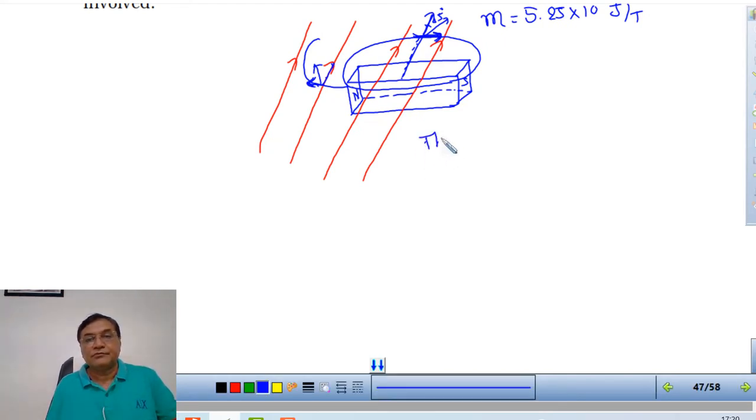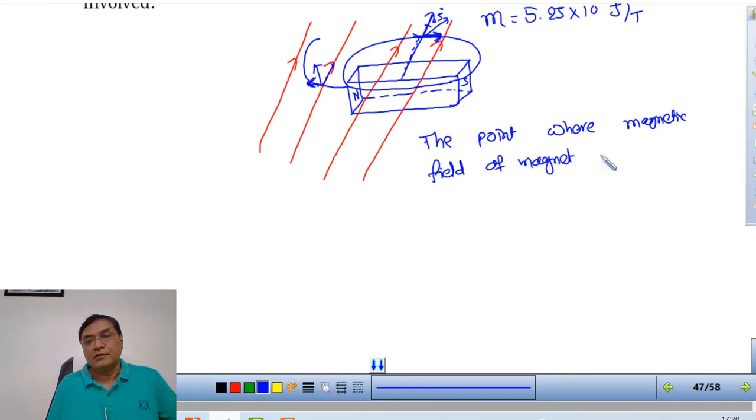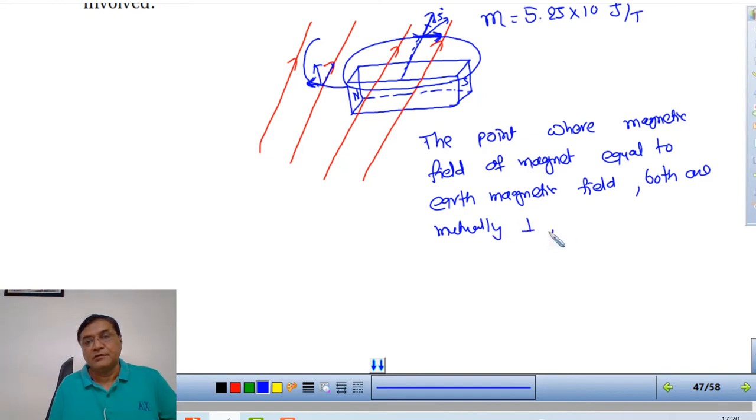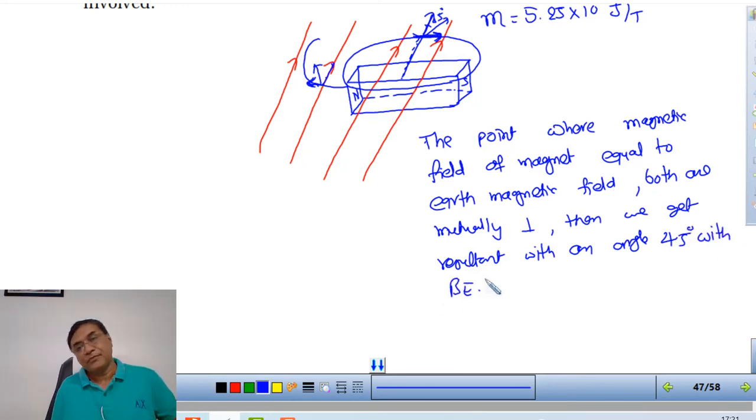the point where the magnetic field of the magnet is equal to the Earth's magnetic field. Both are mutually perpendicular. Then we get the resultant with an angle of 45 degree with B of Earth.